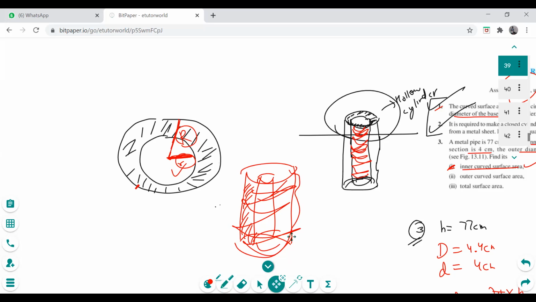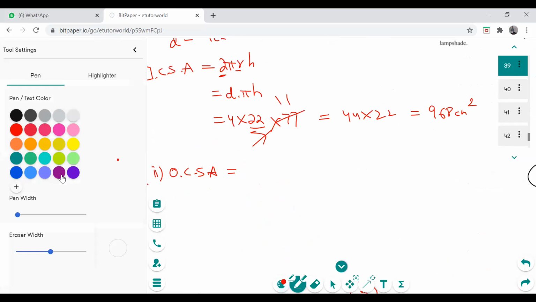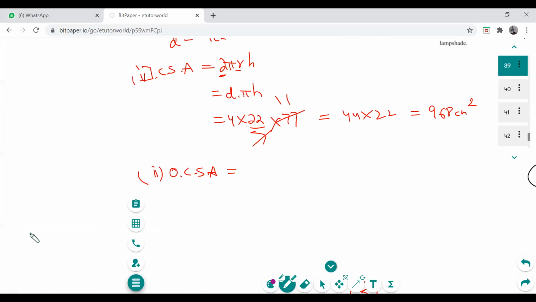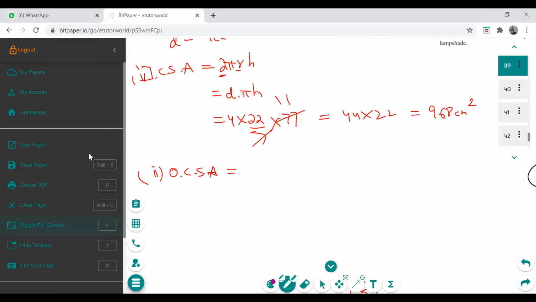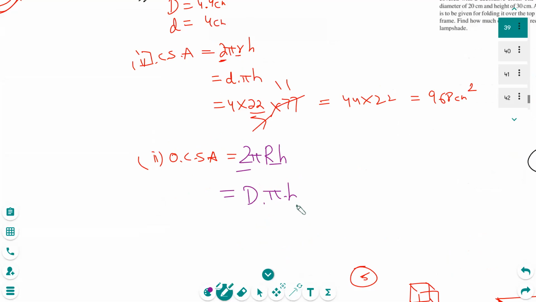So for outer this time we will take what? The bigger R, isn't it? Yes or no? The bigger R will be taken this time. So we will get 2 pi RH, and 2R will give me the capital D, pi into H. Capital D is 4.4. This is 22 by 7. H is the same. H will be the same. So quickly do this calculation and tell me the answer.